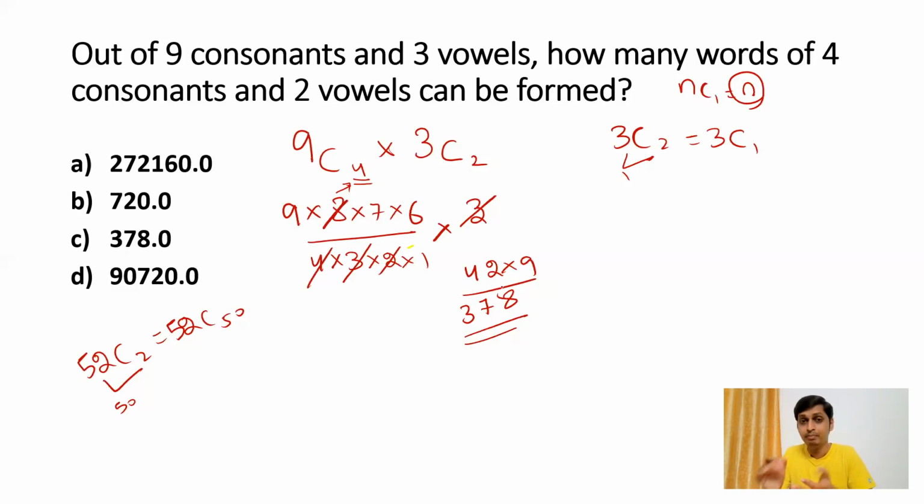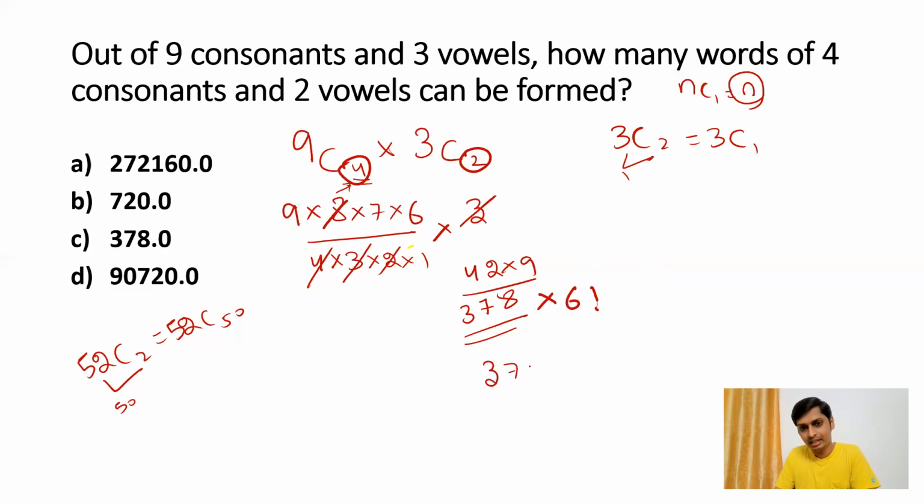It is wrong because we just selected four consonants and two vowels out of the nine consonants and three vowels. But what we have to do is form words, right? So you have to find the number of words. In each word you will have six letters because you selected four consonants and two vowels. So how many arrangements are possible? It is into 6 factorial, right? Those 6 letters can be arranged in 6 factorial ways. Likewise, you have 378 such selections. So 378 into 6 factorial.